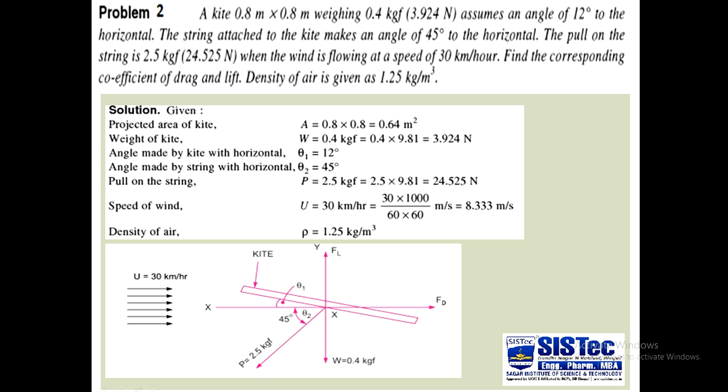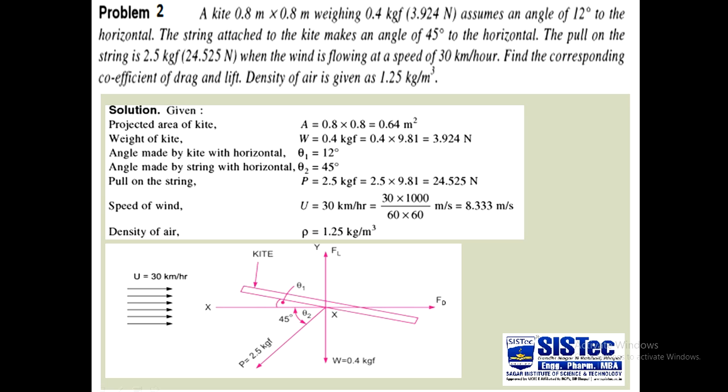These are the forces which are acting in the upward direction. So these upward forces, I think, consist of two forces. One is the weight of the kite, that is 0.4 kilogram force acting downward, and next is the sine component of this P force. Why sine component?